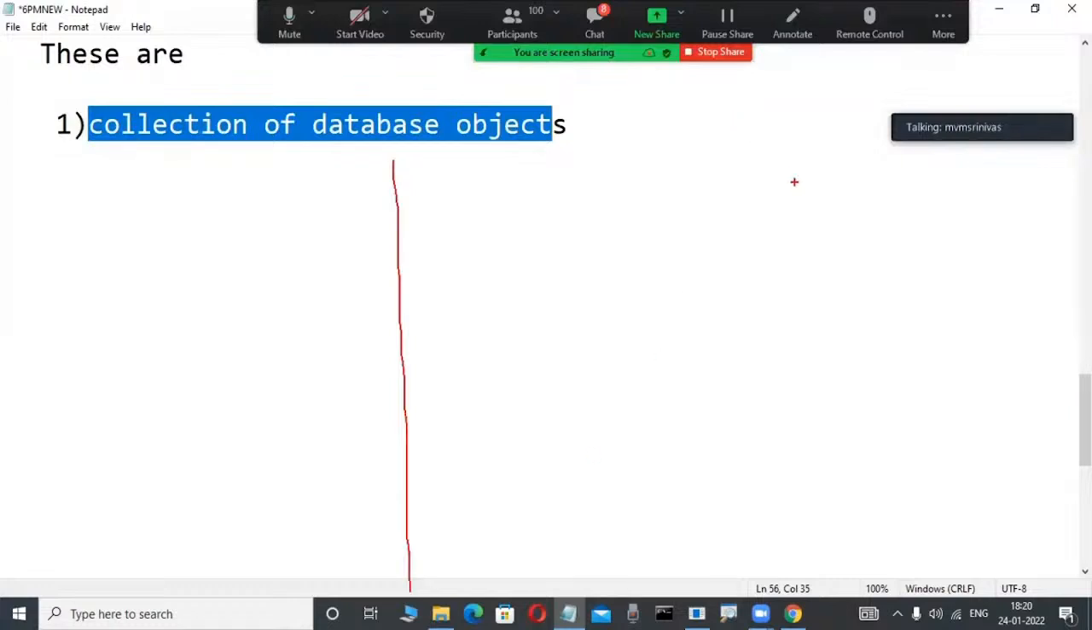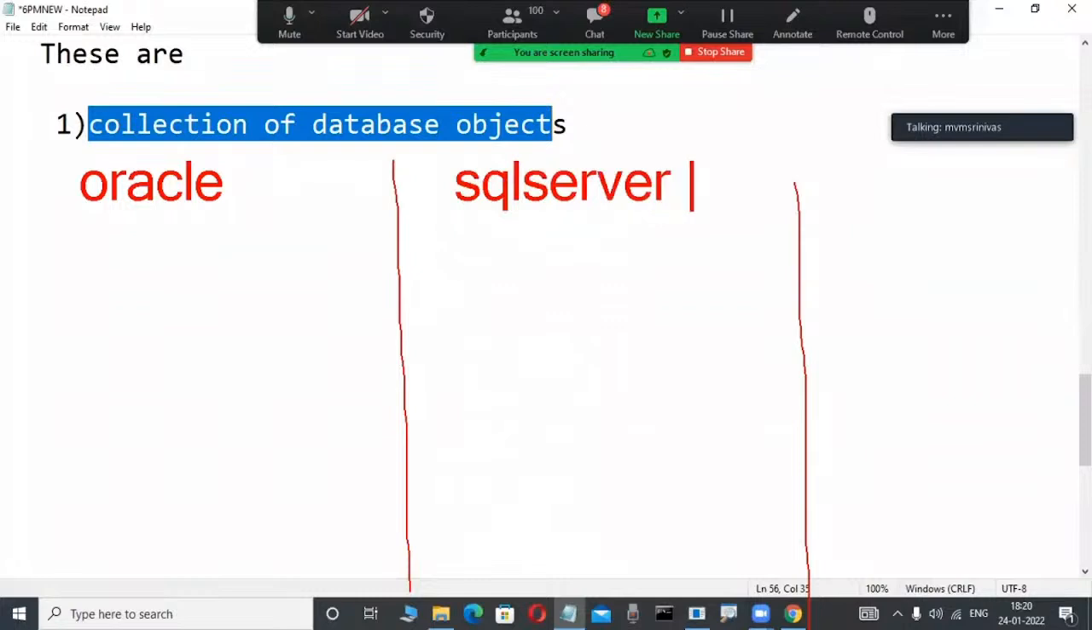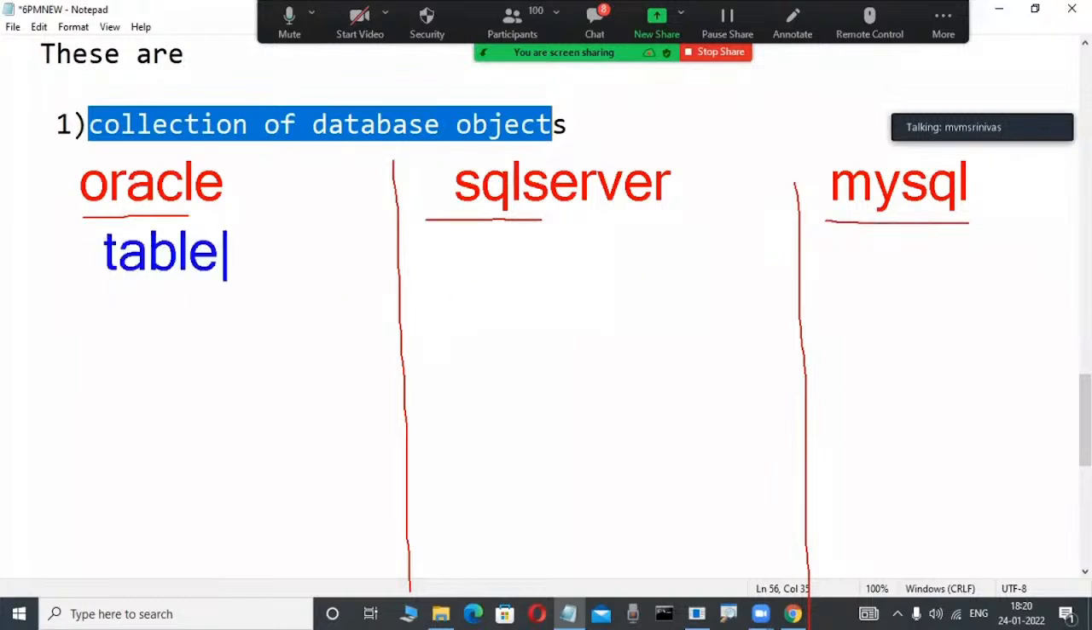Even if you are a first-time newcomer, you can understand. Suppose you are learning an Oracle course. Oracle is a relational data model product. Suppose other fellows are learning SQL Server. SQL Server is a relational data model product. MySQL is also a relational data model product from a different company. But in Oracle, which database objects are available? A first-time newcomer may have an idea: table. A table is a database object. Here also table is there, and in MySQL also table is there. Same.